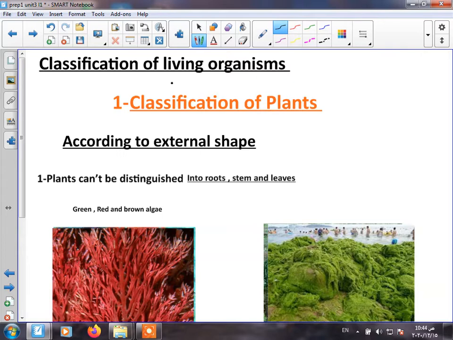Now we will start a new part, the second part in this lesson, as I said before, which is the classification of living organisms. Classification here means order.